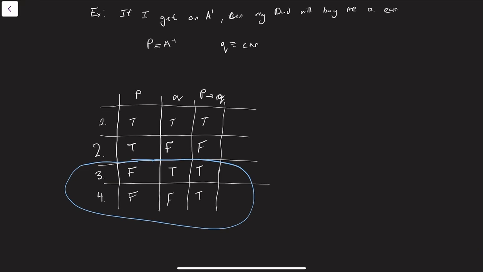The only time, I want to reiterate, the only time we have where our material conditional is false is if the premise is true and the consequence is false. It's kind of like breaking a promise. If you didn't hold up your end of the agreement, then I guess the material conditional is false.